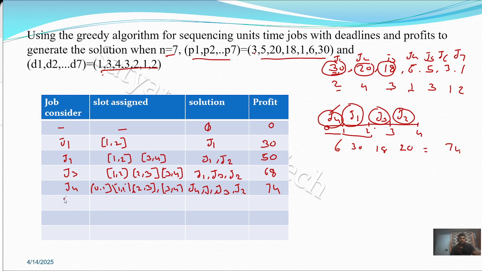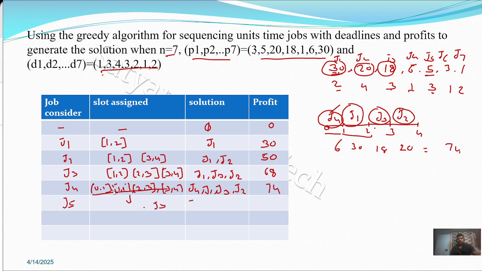So next you can consider J5. What is the J5 job? For J5, the profit is 5, the slot is 3, but the 3 slot is already occupied. The 0 to 1 slot is not there, the 1 to 2 slot is already filled, and the 2 to 3 slot is already filled with J3. So there is no slot for J5. So there is no change.